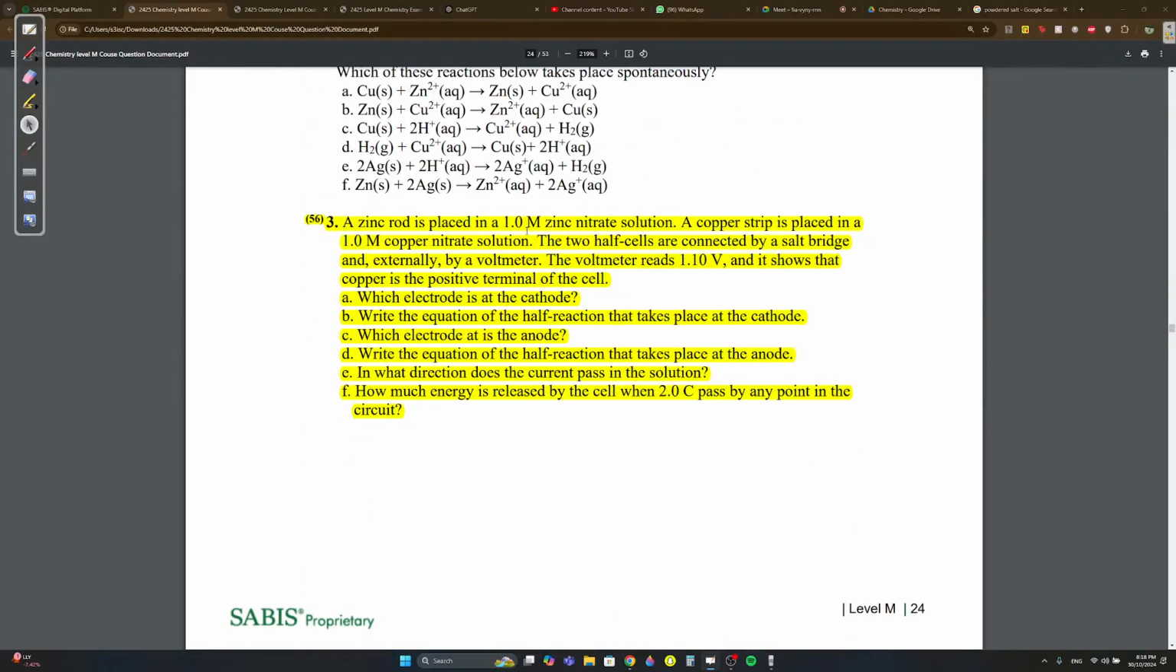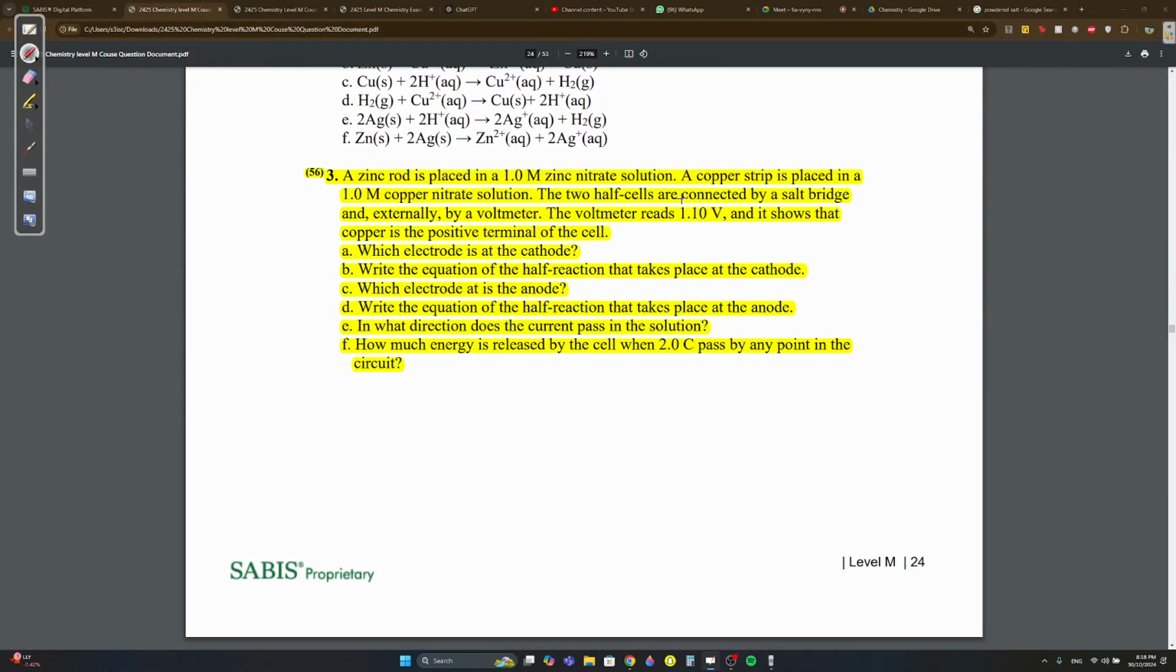Question 3. A zinc rod is placed in a 1 molar zinc nitrate solution. A copper strip is placed in a 1 molar copper nitrate solution. Let me try and draw this so you can see. You have a zinc nitrate solution with a zinc rod, and the other is copper nitrate with a copper rod. The two half cells are connected by a salt bridge and externally by a voltmeter. The voltmeter reads 1.1 volts, and it shows that copper is the positive terminal of the cell.